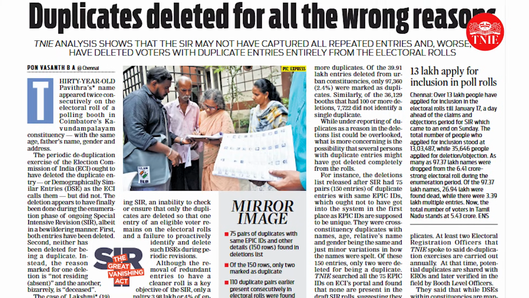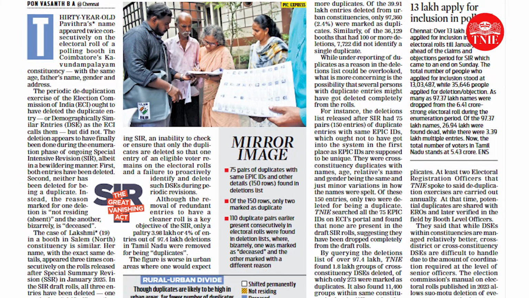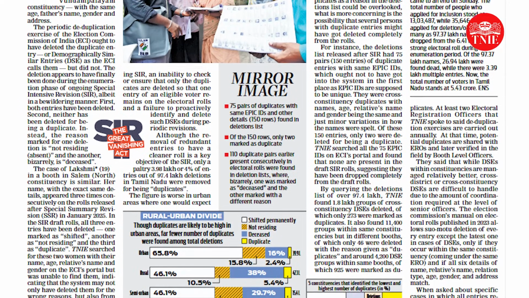To tell us more about this, I am joined by the New Indian Express Chief of Bureau, Pon Vasanth. Vasanth, another point which I wanted to raise in this context is how the Election Commission software dealt with the duplicate entries. The stories in the series you mentioned suggest that the software outrightly deleted all the duplicate entries.